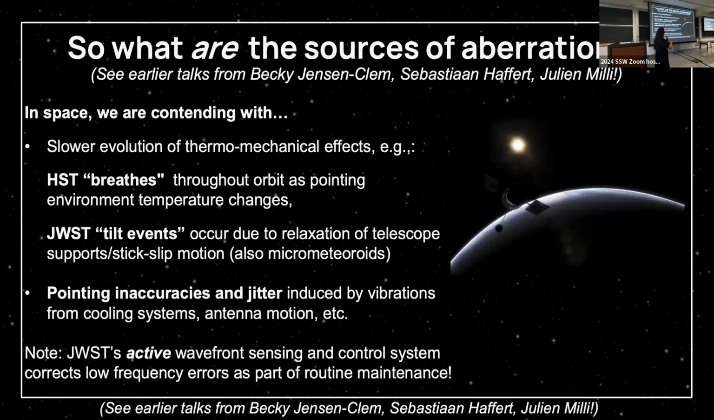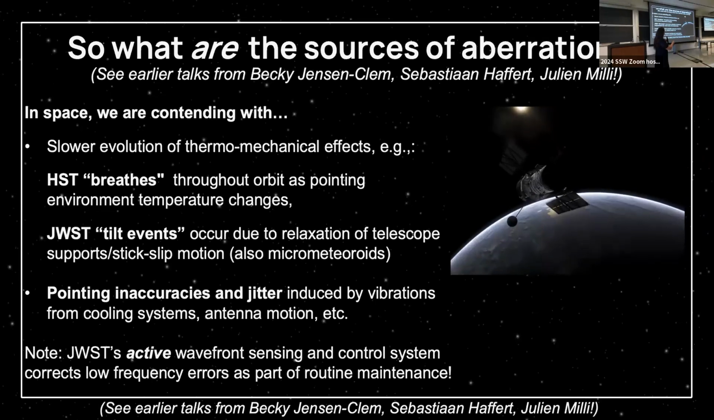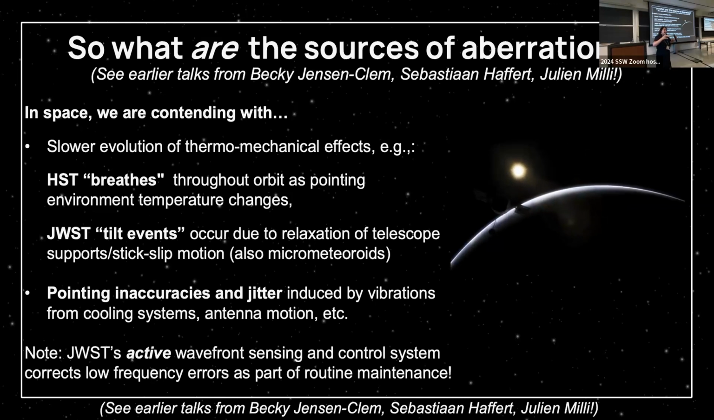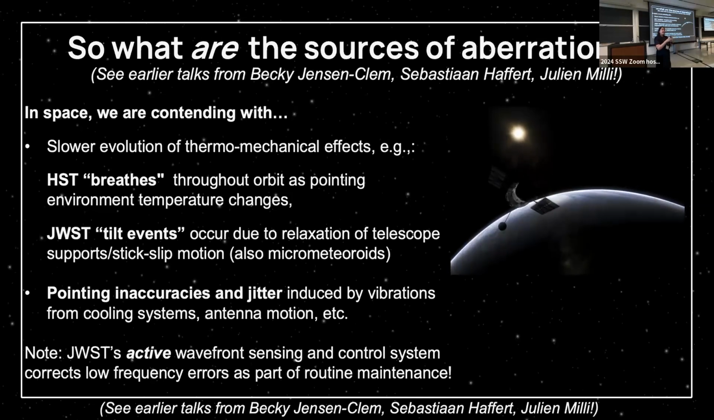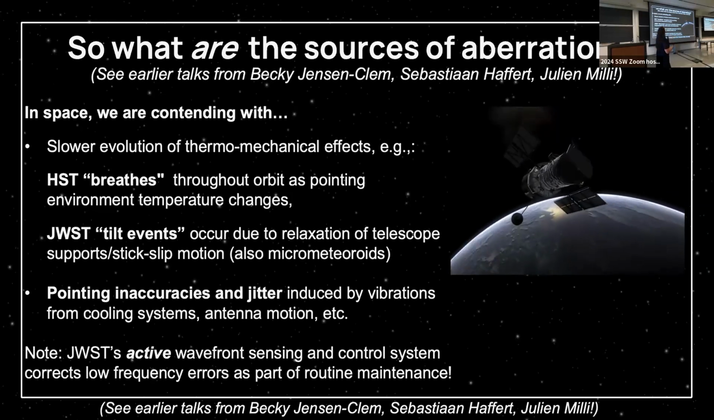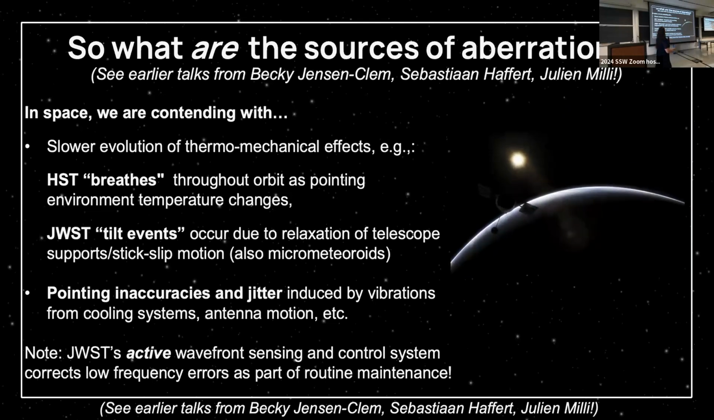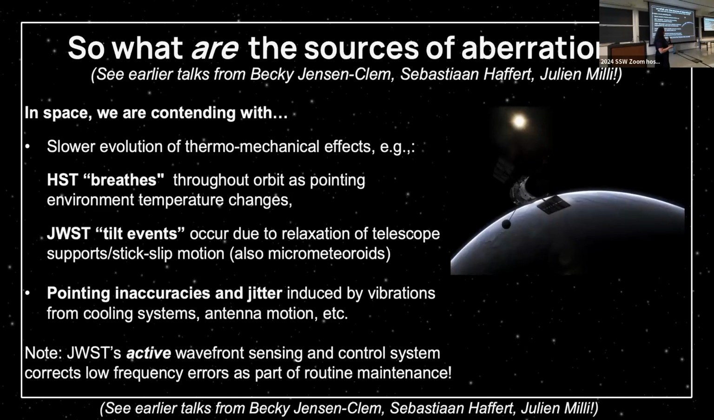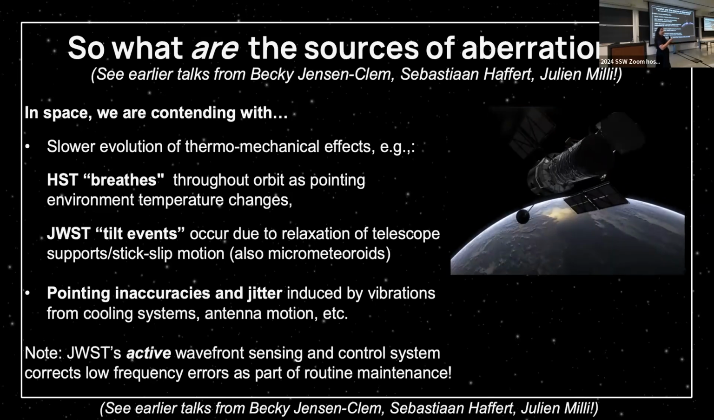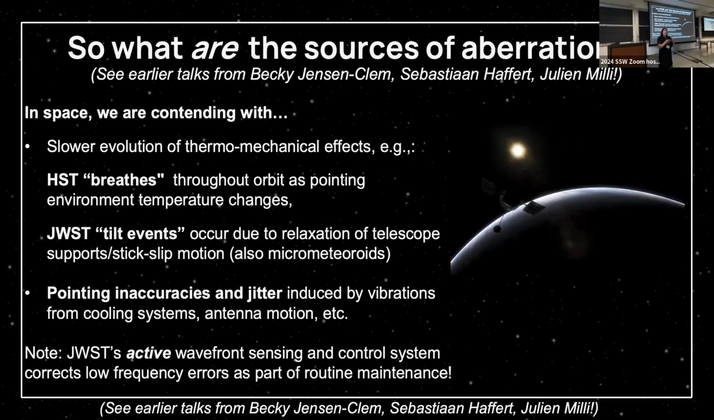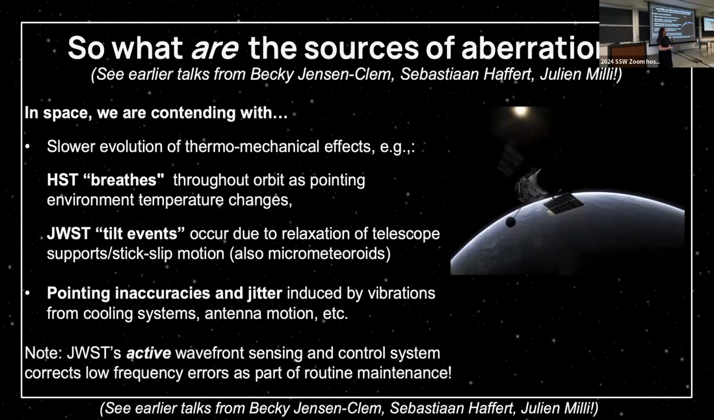One of them that's been very well understood is that HST, for example, as it's orbiting around the Earth, the telescope structure breathes as it has different temperature regimes that sort of illuminate it and heat it. That changes the PSF pretty dramatically, which you have to consider when you're subtracting it off. JWST has these tilt events that we saw, some of which are just due to relaxation of the telescope structure itself and a stick-slip motion of the segments.